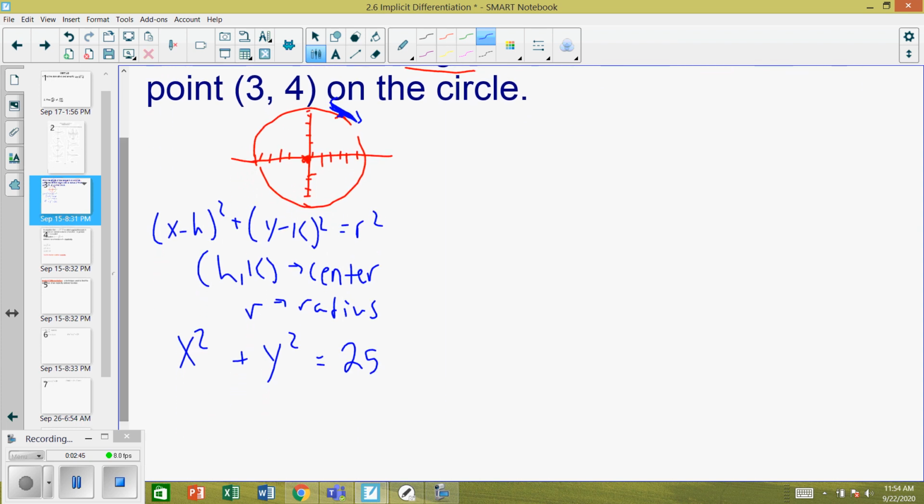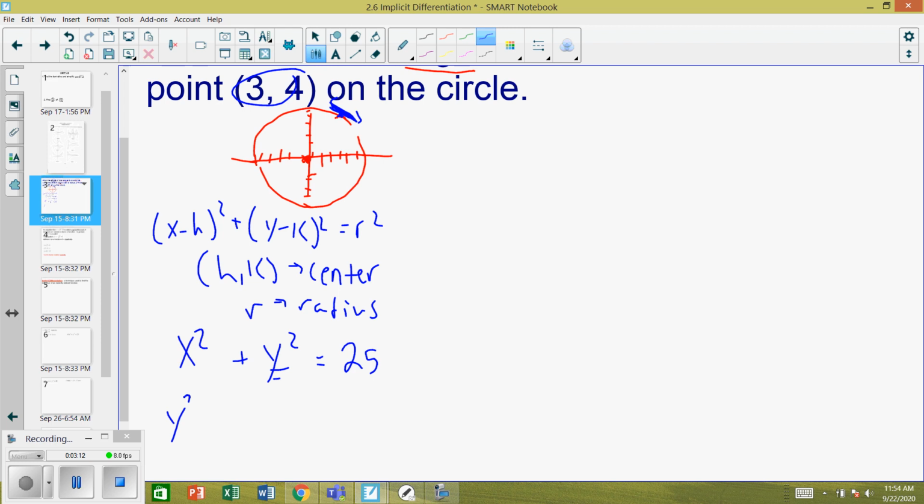Okay. Now, I got the point 3, 4, and I'm trying to figure out the derivative of the slope there. So we got to take the derivative. Right? Well, how do you suggest taking the derivative at the point 3, 4? And notice how it's not y by itself. So thinking about it, if you're sitting here processing how to take the derivative of this, you're probably thinking, well, let's get y by itself. So let's see what happens.